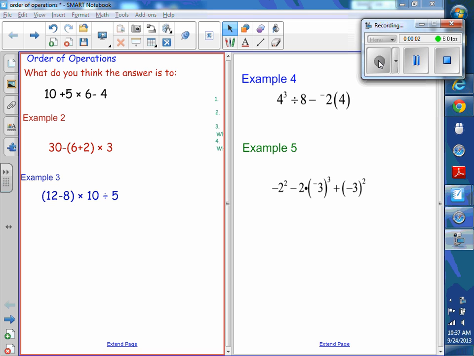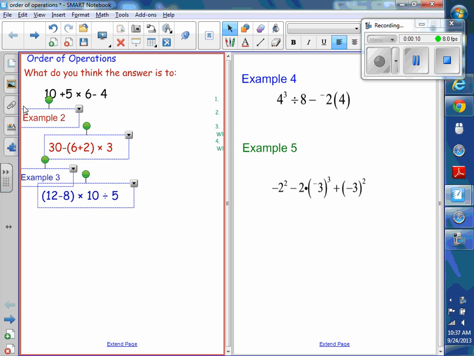5 times 6 first. Right. And that's 30. And then you can go straight across after that. So it's 10 plus 30 minus 4. Yes.